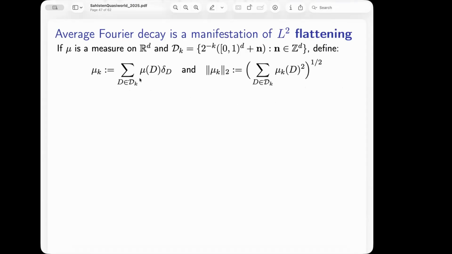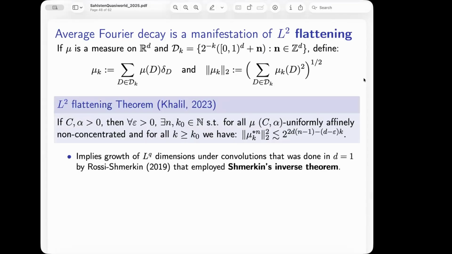You can discretize the measure on R^d into dyadic cubes of side length 2 to the power minus k. When you have a discretization, it's a discrete measure. You can define it as non-concentrated if the L2 norm is small; if it's large, then it should be highly concentrated in space. So the L2 norm measures somehow the concentration of this measure in every direction. And the flattening theorem is this, which actually implies this result.